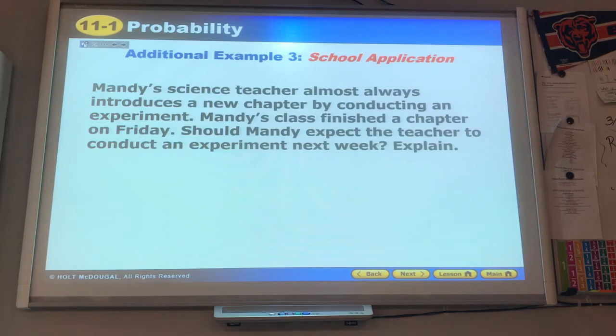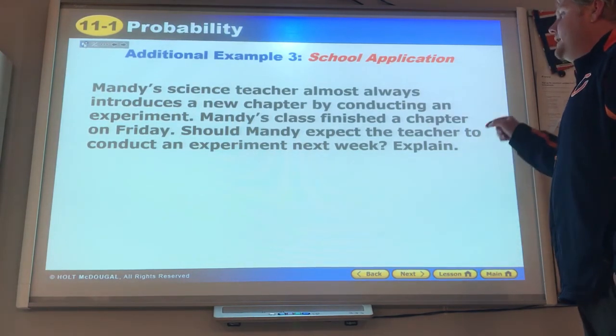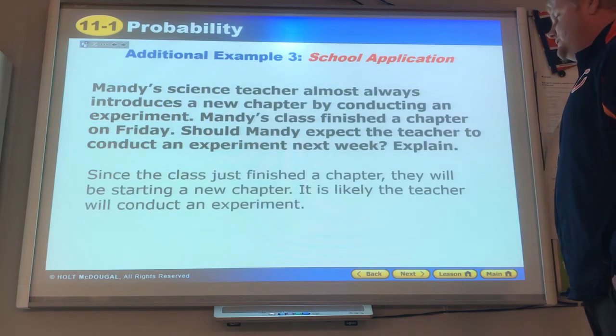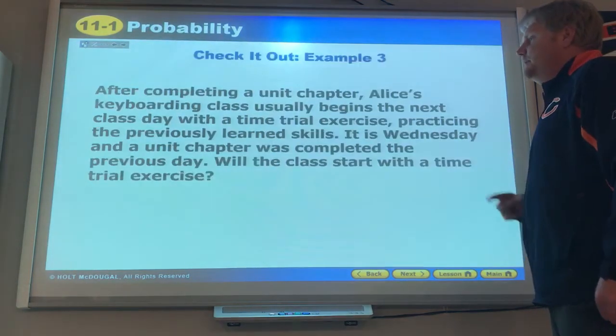Mandy's science teacher almost always introduces a new chapter by conducting an experiment. Mandy's class finishes a chapter on Friday. Should Mandy expect the teacher to conduct an experiment next week? Since the class just finished a chapter, they will begin a new chapter. And it is likely the teacher will conduct an experiment, so yes, yay, an experiment.